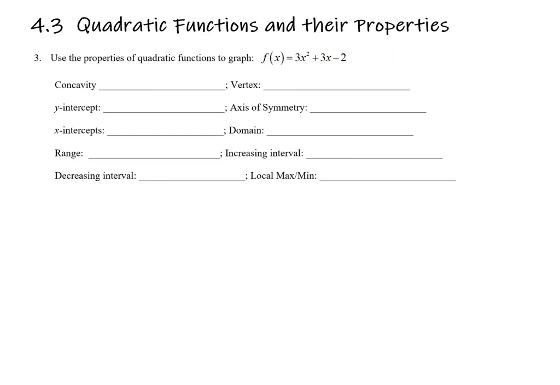Alright, we're going to use these properties that we just talked about to graph this function f of x is equal to 3x squared plus 3x minus 2. And before we do that, I do want to take that function and rewrite it in vertex form. So once again, getting some practice in with this, we're going to move our c term over to the other side. So we're going to add it.